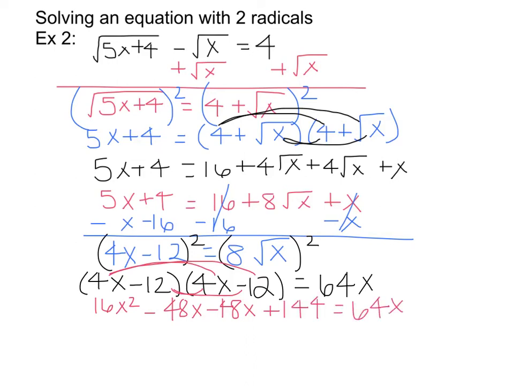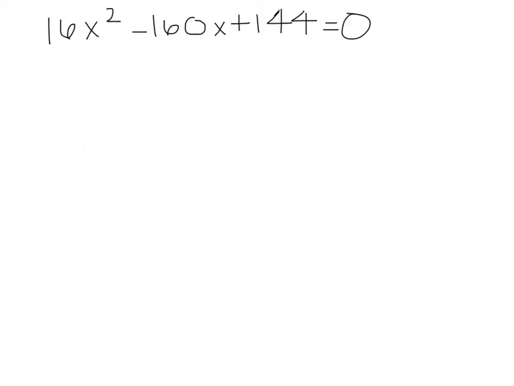Okay, let's combine like terms on our left-hand side. So that gives me 16x squared. And then 48 plus 48 gives me negative 96x. And then plus 144. All right, since we have x's on both sides and an x squared, we need to bring everything to one side and set it equal to 0. So I'm going to subtract 64x, subtract 64x. That leaves me with 16x squared minus 60x plus 144.